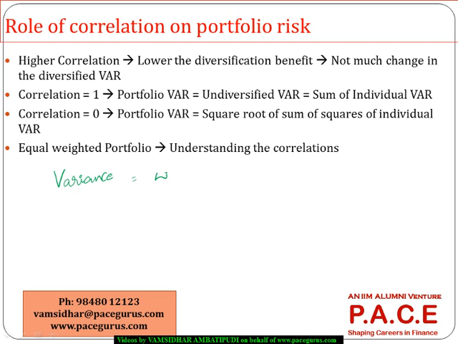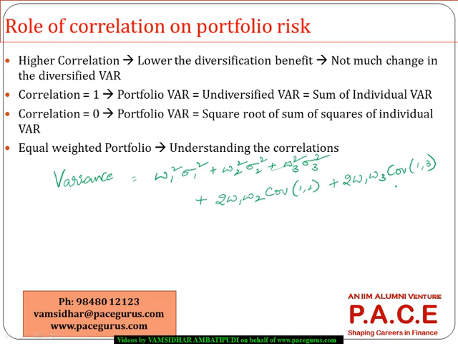All we are talking of is W1 squared sigma 1 squared plus W2 squared sigma 2 squared plus W3 squared sigma 3 squared plus 2W1 W2 covariance between 1 and 2 plus 2W1 W3 covariance between 1 and 3 plus 2W2 W3 covariance between 2 and 3. Now here is where I make an assumption.